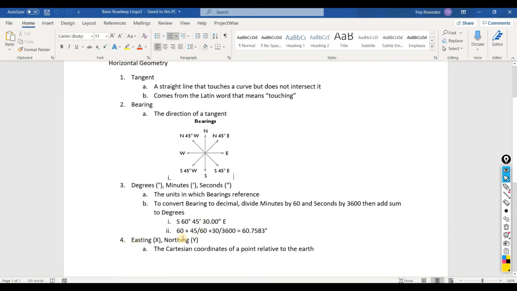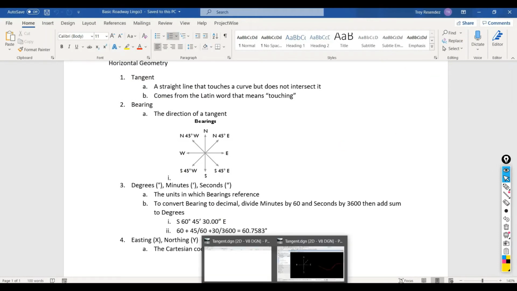And the last topic is easting and northing, and these are just the x and y coordinates relative to the Earth. And this is all talking about the plan view. That's all that horizontal geometry is. It's in the plan view. So if I go to my OpenRoads file, we can demonstrate this example here, and then I can show you the northing and easting, and we'll even discuss the tangent. So let's go to the OpenRoads.